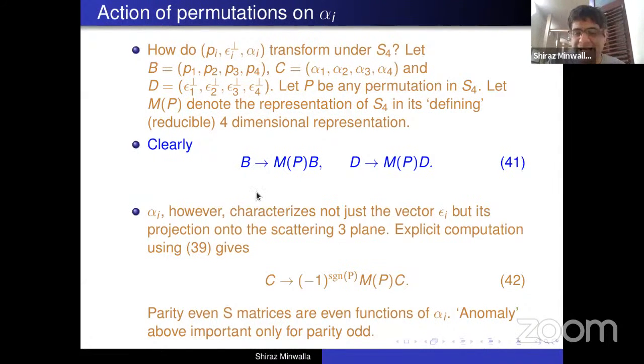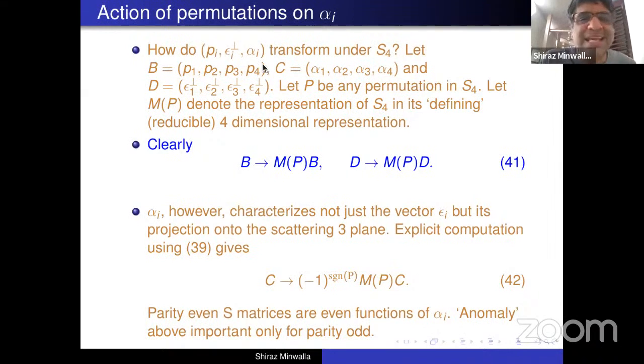There's a subtlety for how these alphas transform. I told you that these epsilon perpendiculars and these alphas were data characterizing scattering polarizations, and we're going to impose invariance under permutations. So I have to know how epsilon perpendicular, the momenta, and alphas transform under permutations. At first sight, you might think that's obvious because permutations just switch around the particles. So each of these three objects, the momenta, epsilon perpendicular, and alpha, should just transform as the defining representation of S4. And that's certainly the case for the column of momenta and the column of epsilon perpendiculars.